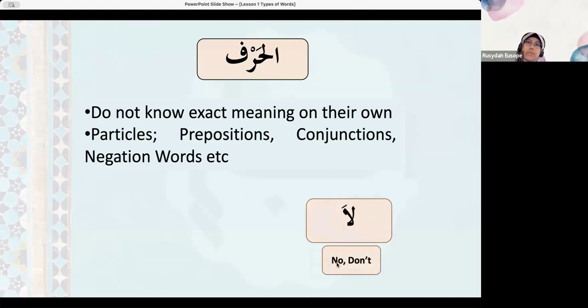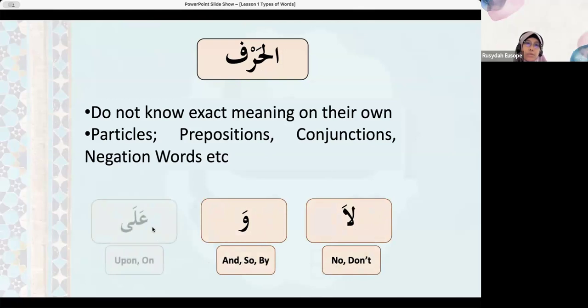So la means no or do not, don't, and then wa means and, and bi is an example of a preposition. Wa is an example of a conjunction. La is an example of a negation word. All these words are considered harf.